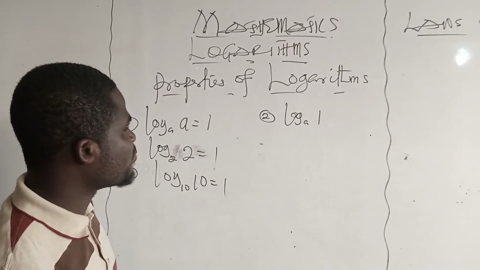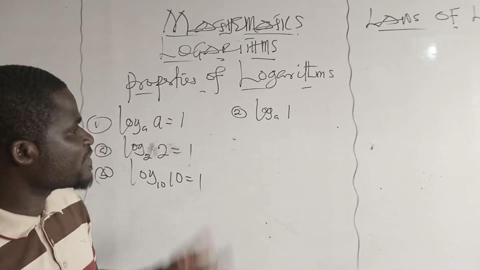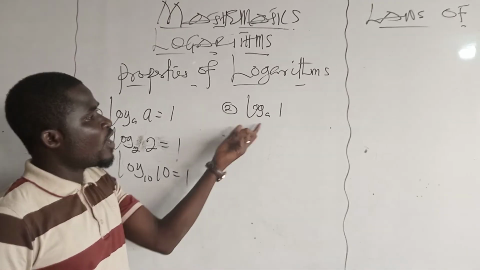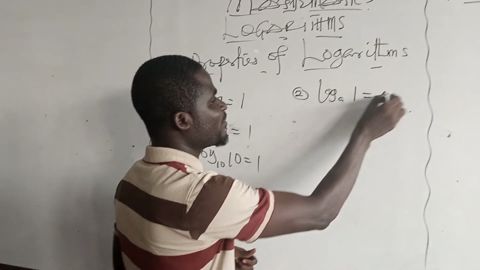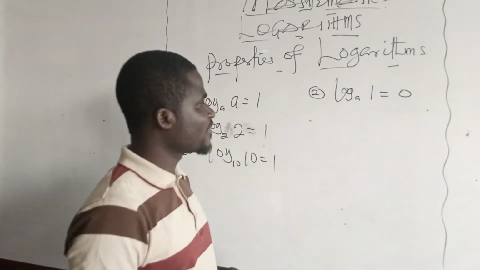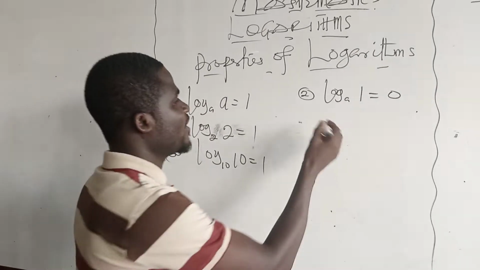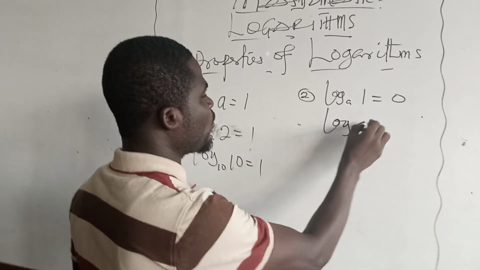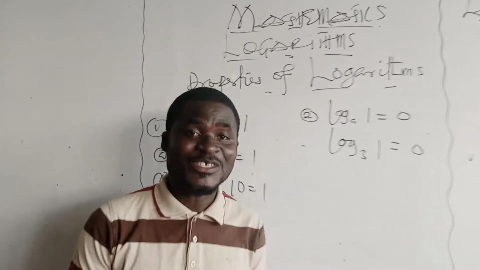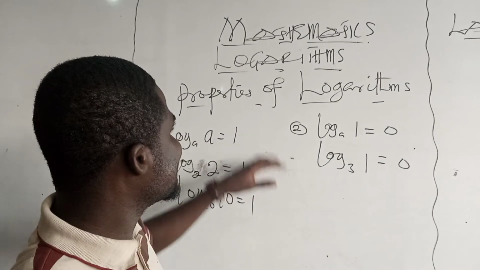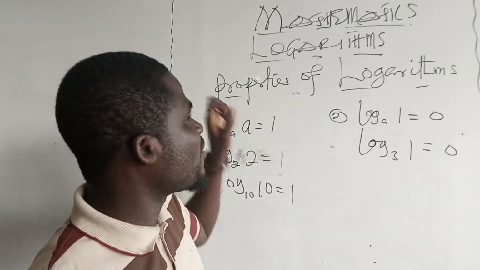Let's go to the second property. The second property says that log A 1 should give us 0. So, if I have log 3 1, my answer should be what? 0. That's all. So, these are the properties of log.